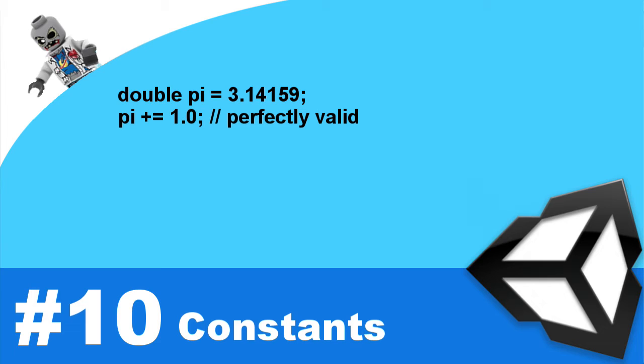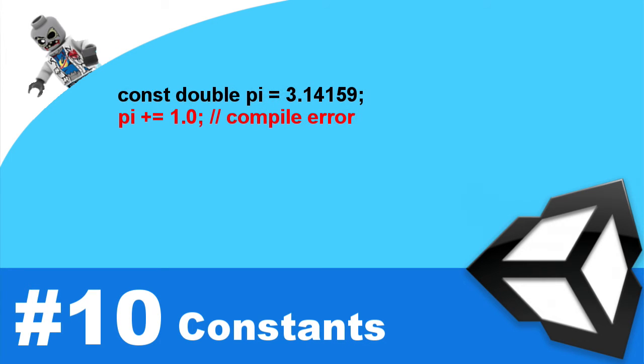So the way we do this is we use the keyword const, and we put this before our variable name. So in this case, we're going to put const double pi equals 3.141. And then if you want, you can add more numbers to that.